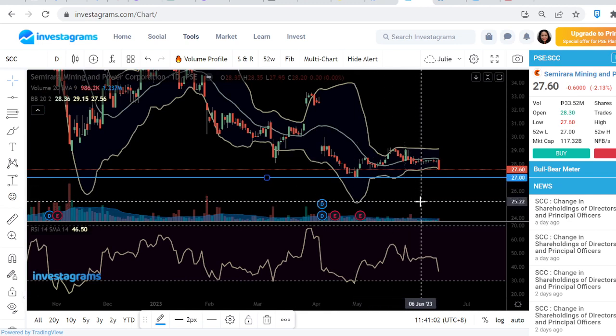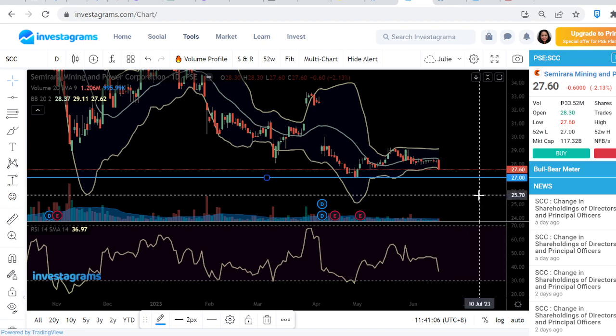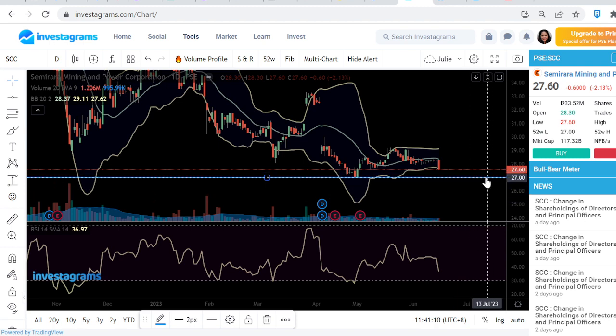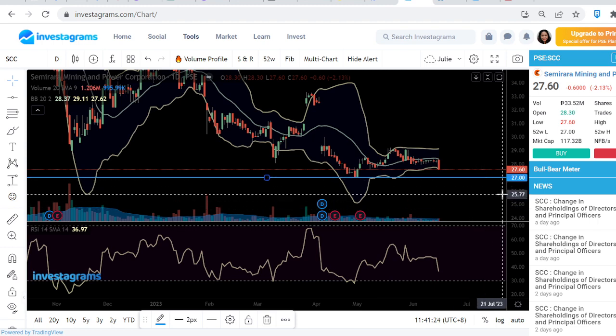So kasi where's the next support? Nasa 27 lang naman eh. So what is 60 cents higher than 27 when they know for a fact na malapit na yan umakyat. So kita mo, the other day bumili na rin to eh. So, hindi yan sila bumibili ng isang bagsakan. Tranche-tranche yan. So, malay natin, babagsak pa ulit ito at sasaluin pa nila 27.